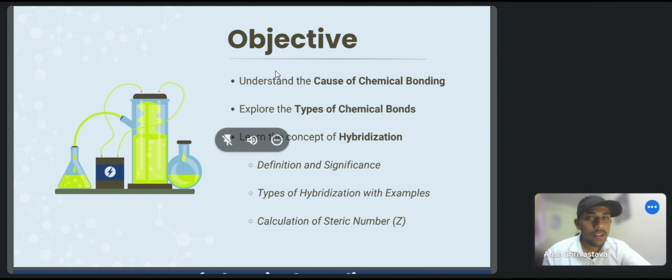So this is the objective of my session. We will start by understanding the cause of chemical bonding. Why do atoms bond in the first place? We will understand that first of all. Next, we will explore some types of chemical bonds, and then we will eventually dive into the main topic of hybridization. We will cover its definition, I will explain the topic, and we'll go through some examples and finally learn how to calculate the steric number Z. So let's move ahead.